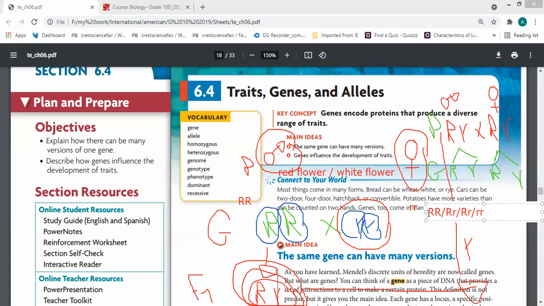The first three offspring carry the flower color what?